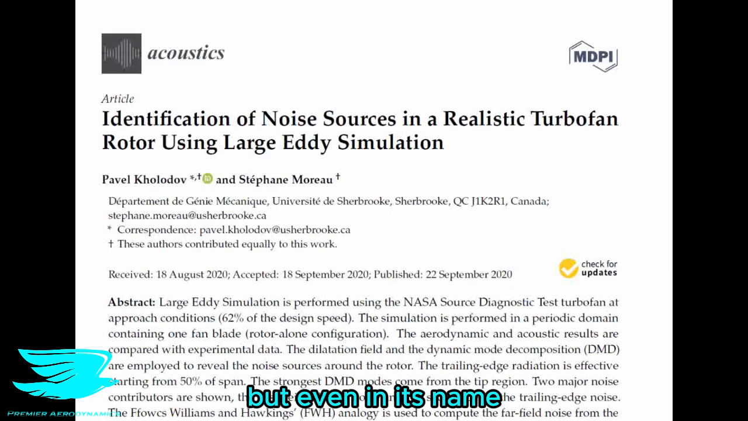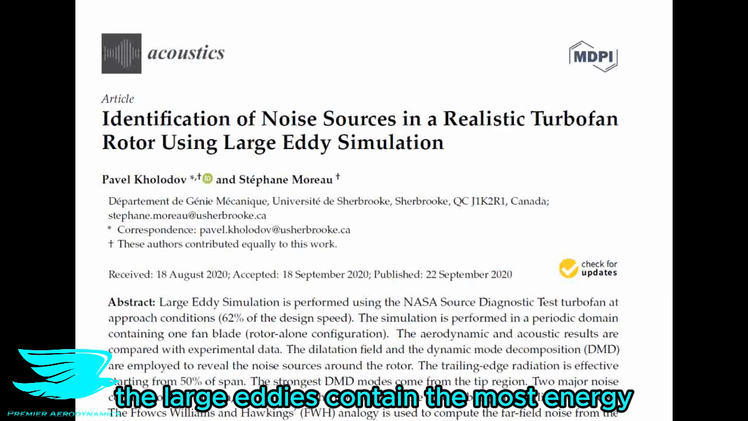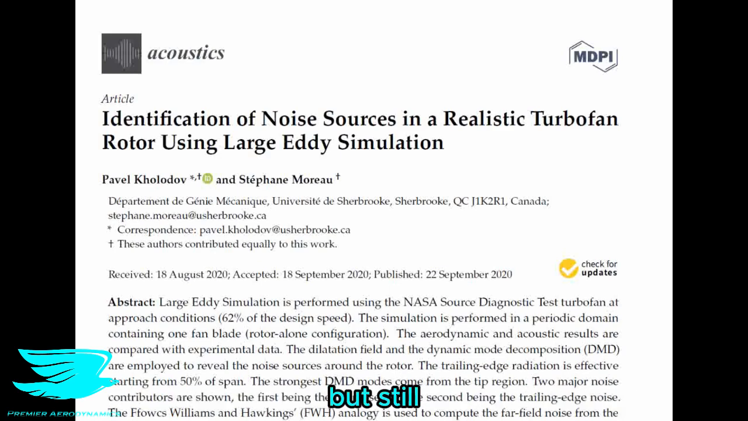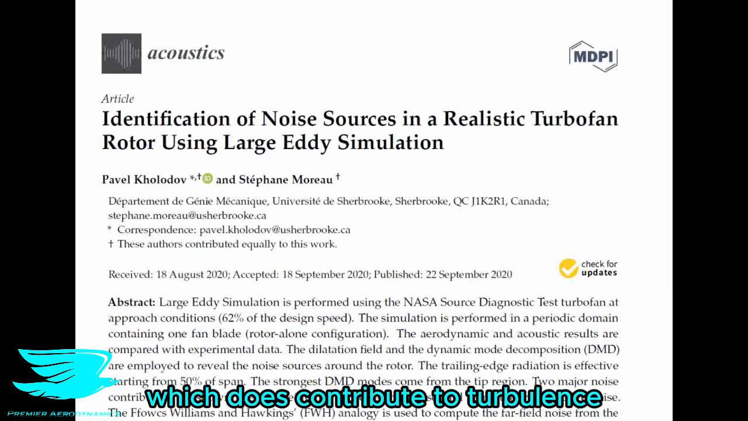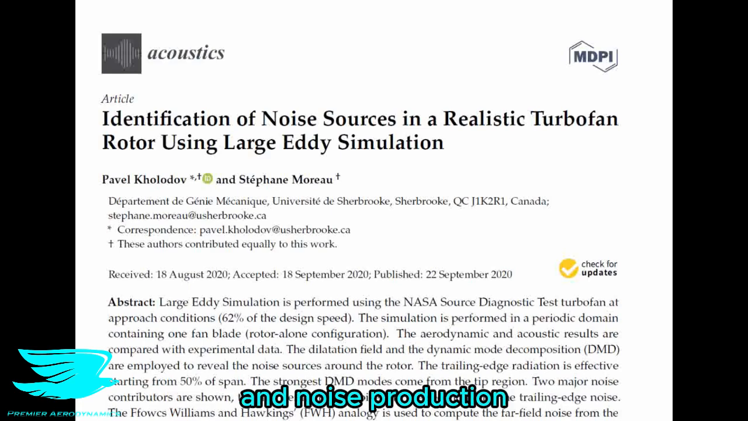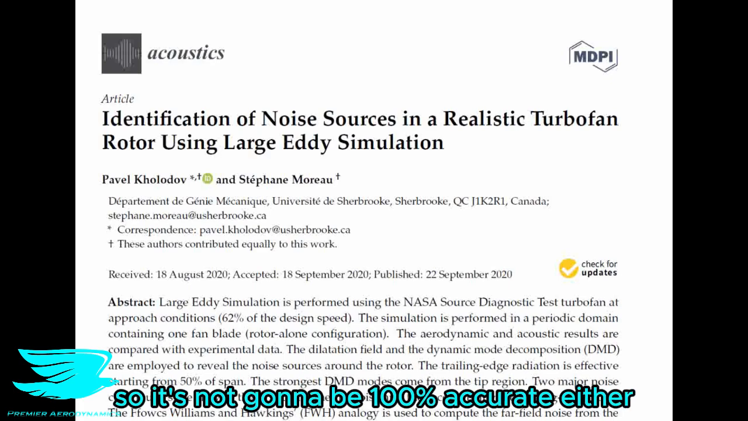But even in its name, we are told that we are not really looking at anything other than the large eddies. And we know that in terms of how much energy is in the spectrum, the large eddies contain the most energy. But still, there are small eddies that have a little bit of energy, which does contribute to turbulence and noise production. And in LES, we are not resolving these structures. So it's not going to be 100% accurate either.